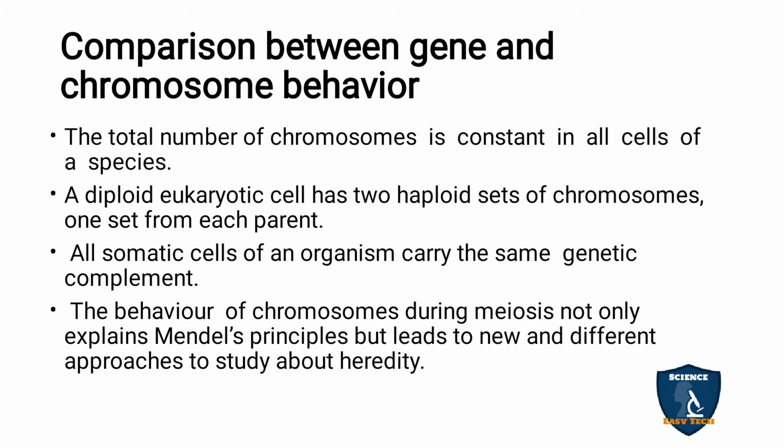All somatic cells of an organism carry the same genetic complement. There is no change in the somatic, that is body, cells. Only if the sex cells, the gametes, have any changes, will it be inherited and transmitted. So the behavior of chromosomes is seen only in meiosis, and it does not explain the Mendelian principle. So it gives a new approach to heredity, a new approach to genetics.